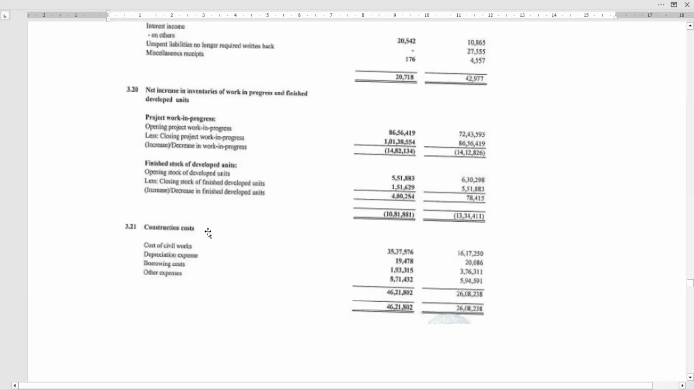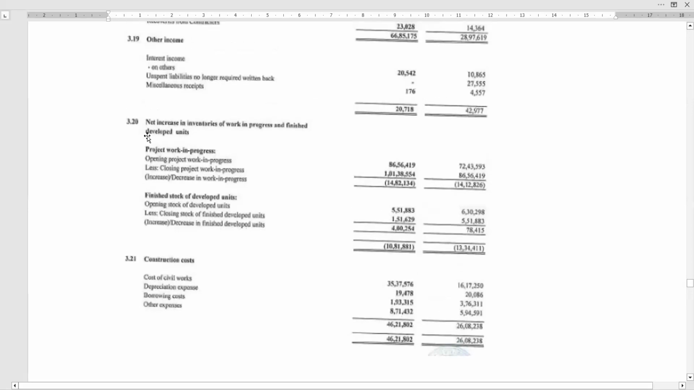Okay, you see here now construction cost. This 46 lakhs is incurred during the year. Out of this 46 lakhs, I am transferring 10 lakh 81, net of both, I mean work in progress and finished goods. Out of 46 lakhs, whatever I have spent during the year, 10 lakhs I am transferring to work in progress inventories, that is to balance sheet. Balance 36 lakhs I am indirectly debiting to P&L. If you see this schedule or note 3.2, minus 10 lakhs and 3.21, 46 lakhs.